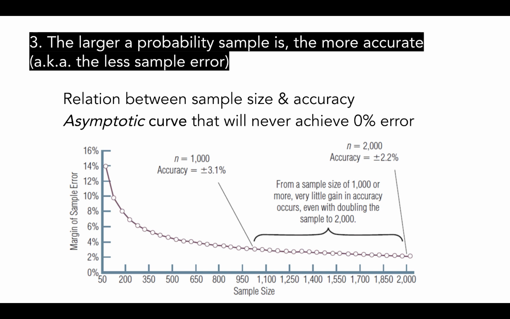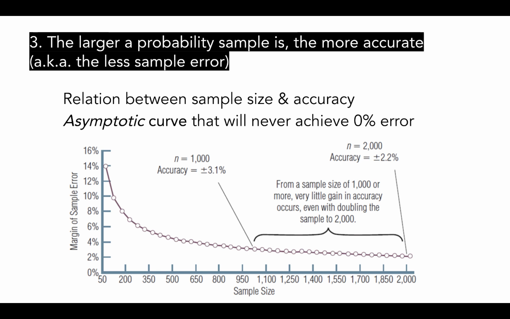The third axiom is that a larger probability sample will be more accurate than a smaller one. So the larger a probability sample is, the more accurate it will be. In other words, the less sample error it will have. And this goes hand in hand with the previous idea as well. I already talked about how enlarging your sample size will make it more accurate. Of course, if your sample is a probability sample to begin with. A probability sample is necessary. It's basically like a prerequisite to get representativeness. And in probability samples, you can start playing around with the sample size, with a larger sample size creating more accuracy.